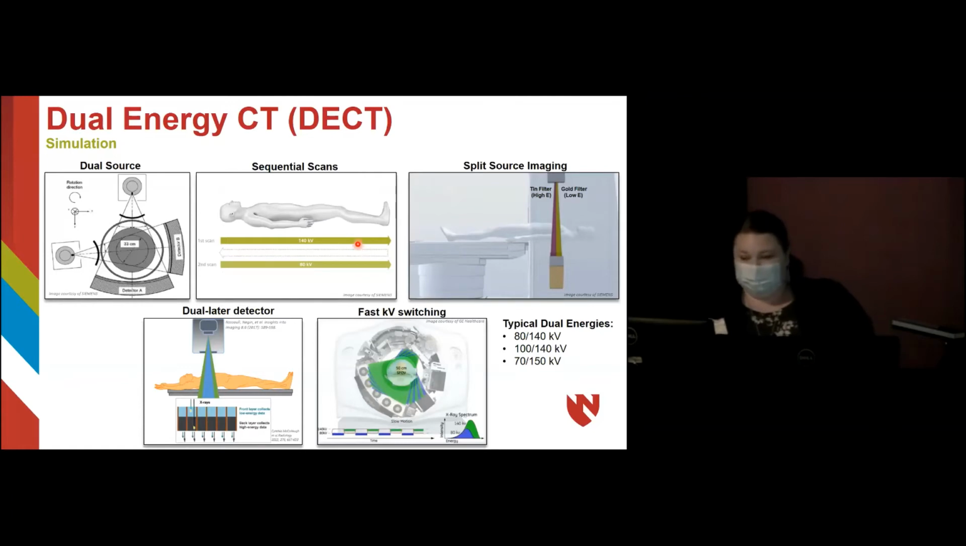So dual energy CT is a technique that acquires two sequential or simultaneous CT images using different kV energies. So here you can see there are several ways to acquire these images, including a dual source, two sequential scans, split source using filters, dual layer detectors, and then fast kV switching.